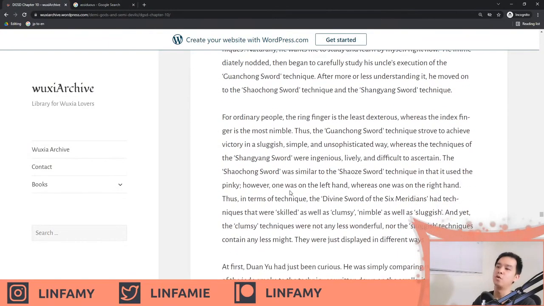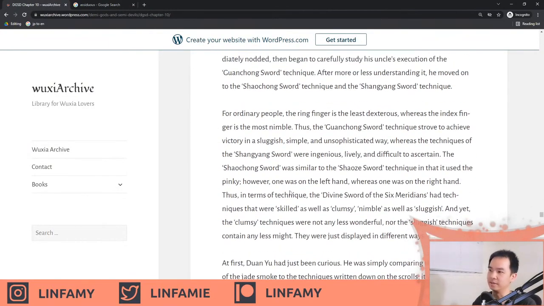Truth. For ordinary people, the ring finger is the least dexterous, whereas the index finger is the most nimble. Oh, is that true? Maybe. It's a stretch between my middle and ring finger. They seem both the same amount of dexterity.